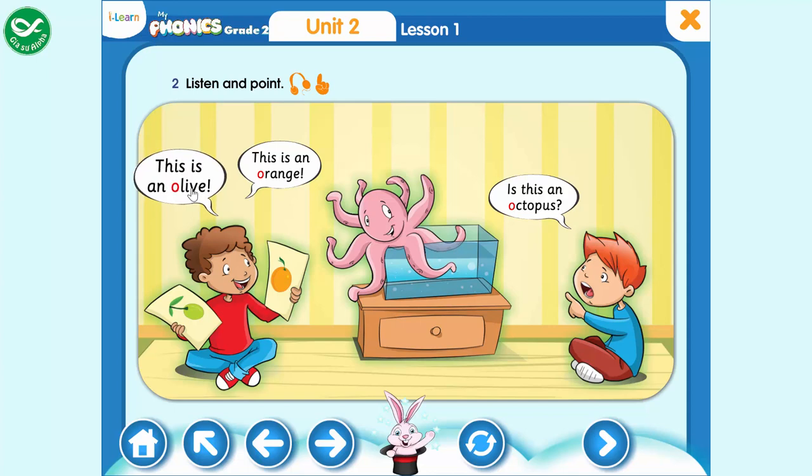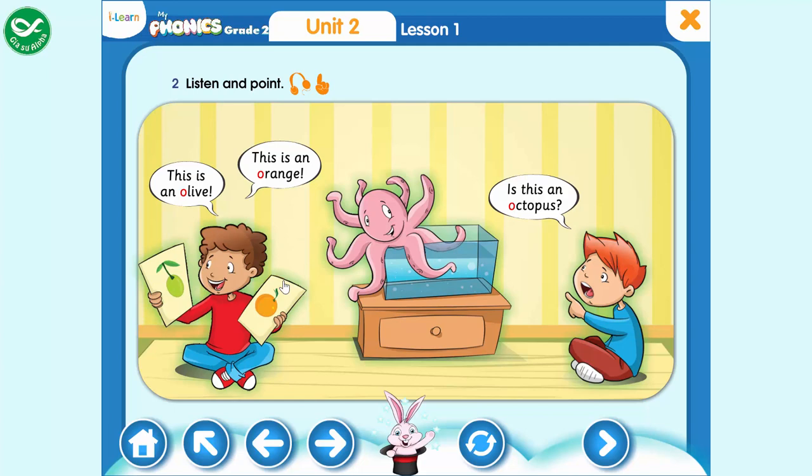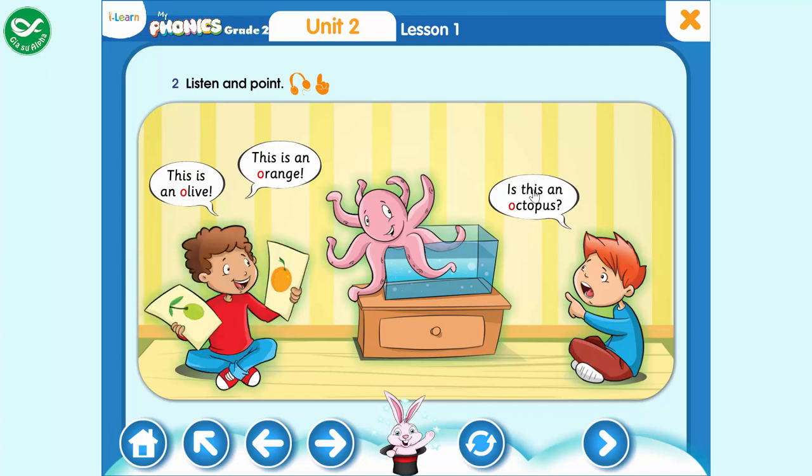This is an olive. This is an orange. Is this an octopus?